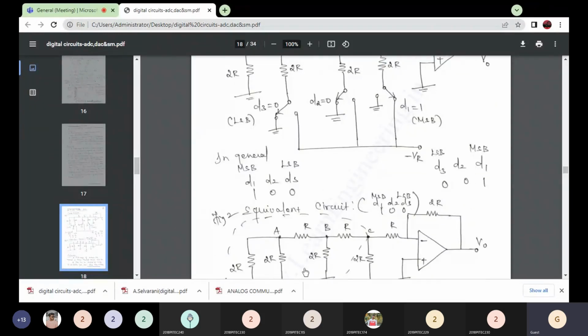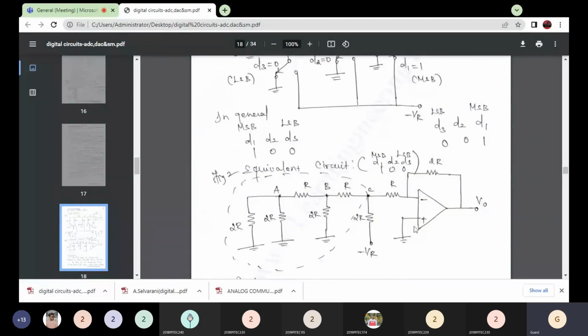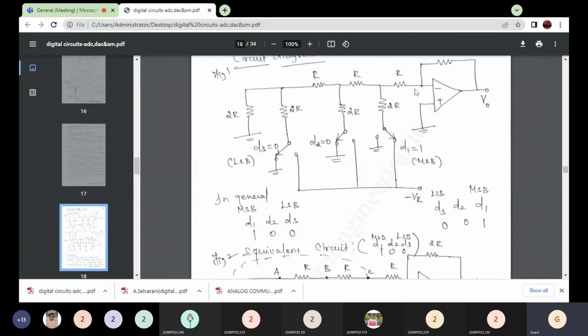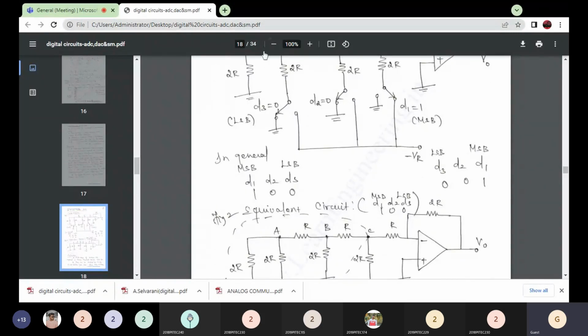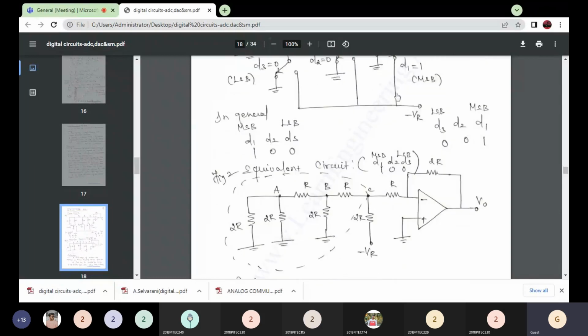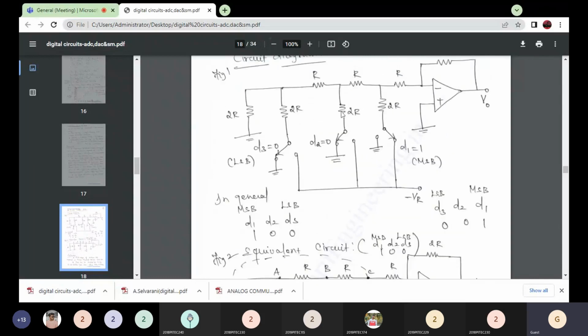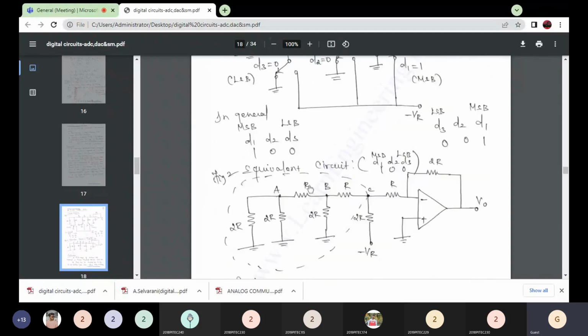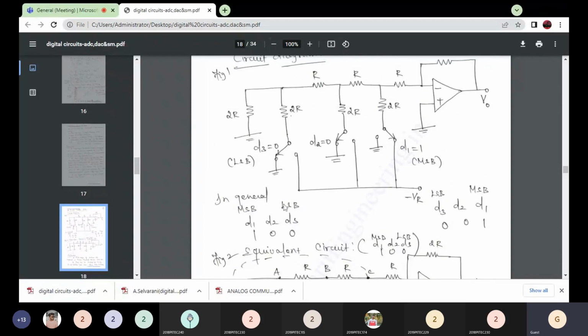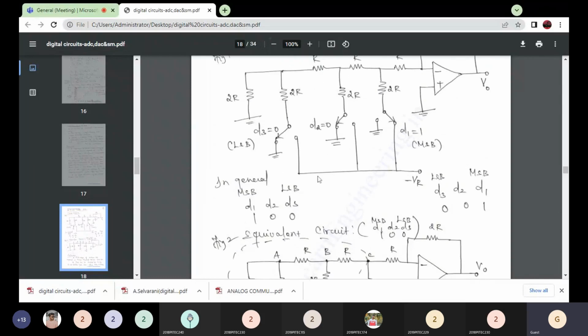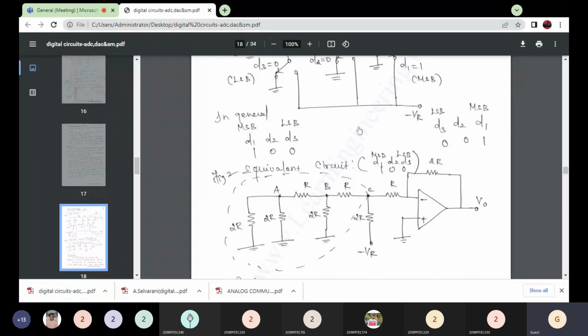So anyway, just redraw the circuit, right? So here the op-amp, we have resistance. You just draw it as it is, right? Then this portion is the R-2R ladder portion. This switch is only connected to the reference voltage, right? So here 2R is connected to minus VR. Then remaining here we have R to 2R. So this 2R is connected to ground, right? Then we have R. Then this 2R connected to ground. We have one 2R, right? So this is the equivalent circuit of the R-2R ladder circuit, right?